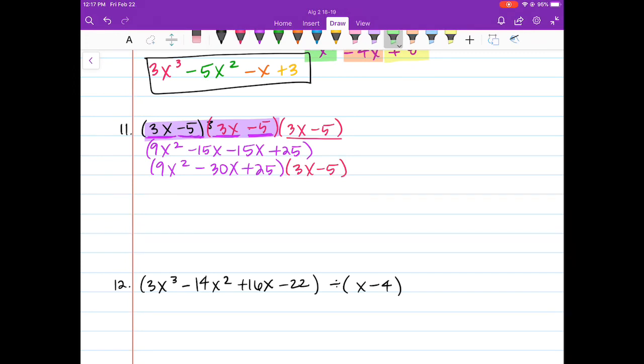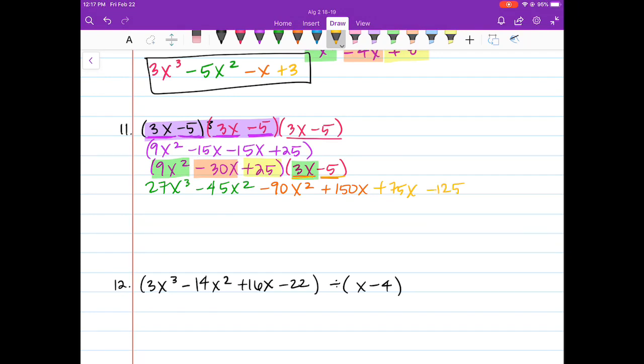So we just do triple distribution from here. 9x squared times 3x gets us a 27x to the third. We're adding those exponents. 9x squared times negative 5, minus 45x squared. Next, we take negative 30x times 3x. Negative 30 times 3 would give us minus 90, and then x times x squared. Negative 30x times negative 5, plus 150x. And then lastly, we're taking 25 times 3x, plus 75x. 25 times 5, minus 125.